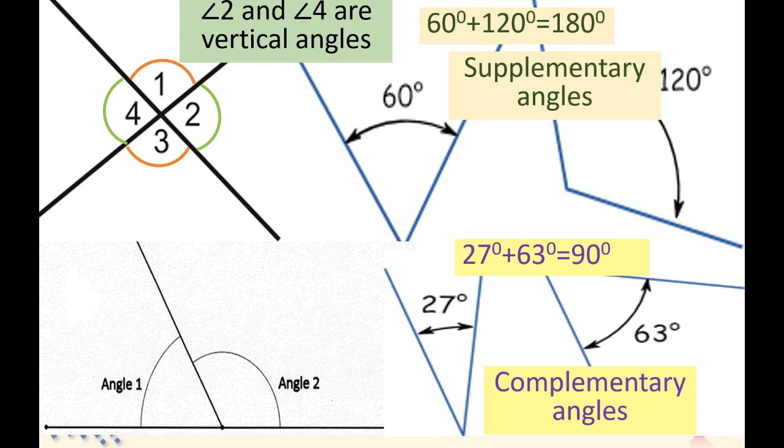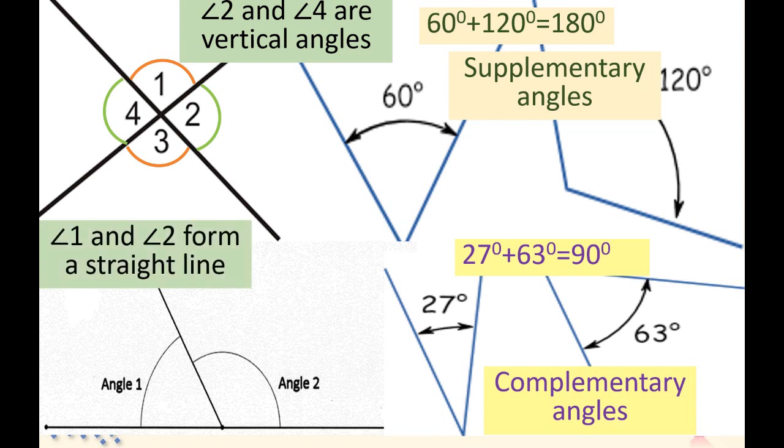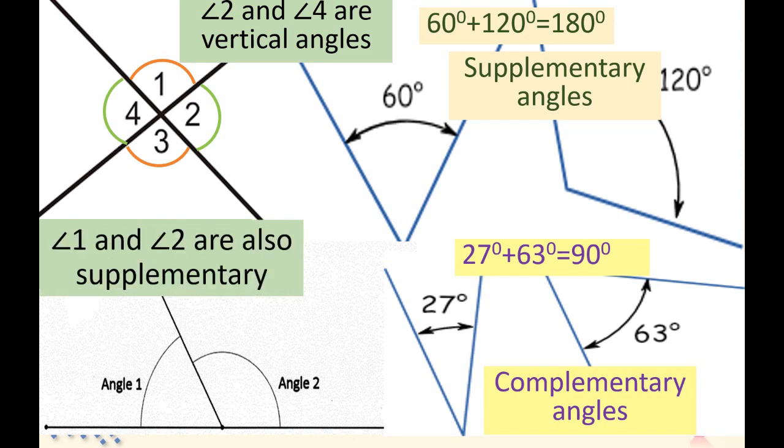And lastly, angle 1 and angle 2 form a straight line or a straight angle, and they are adjacent to one another. So they are called a linear pair. And since a straight angle measures 180 degrees, angle 1 and angle 2 are also supplementary. So we recall those relationships, and that will help us in our lesson today.